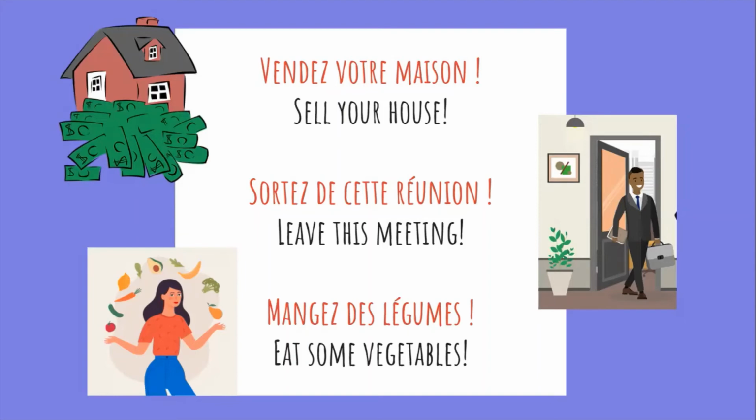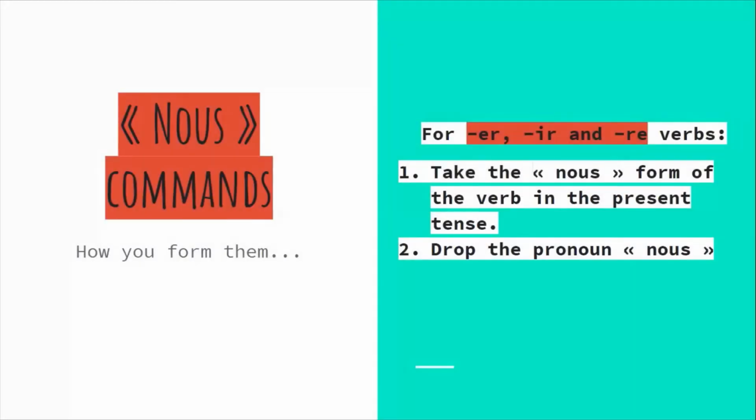And remember, vous commands are used to refer to one person with whom we have a formal relationship or to several persons. Okay, so keep that in mind. Then lastly, we have our nous commands. As with the vous commands, there is no distinction based on the ending of the verb. For ER verbs and IR verbs as well as RE verbs, it's the same rule. And it's very similar to the last two forms. You're just going to take the nous form of the verb in the present tense, then you drop the pronoun nous. It's as simple as that.